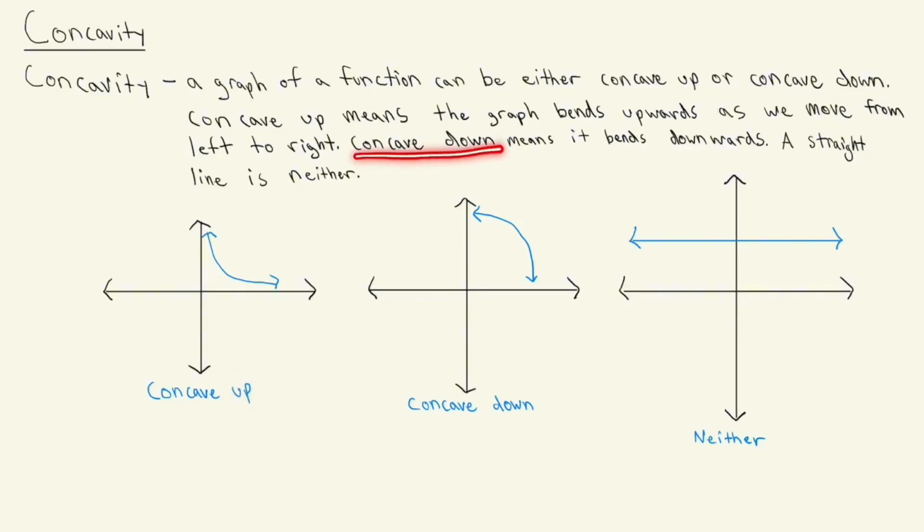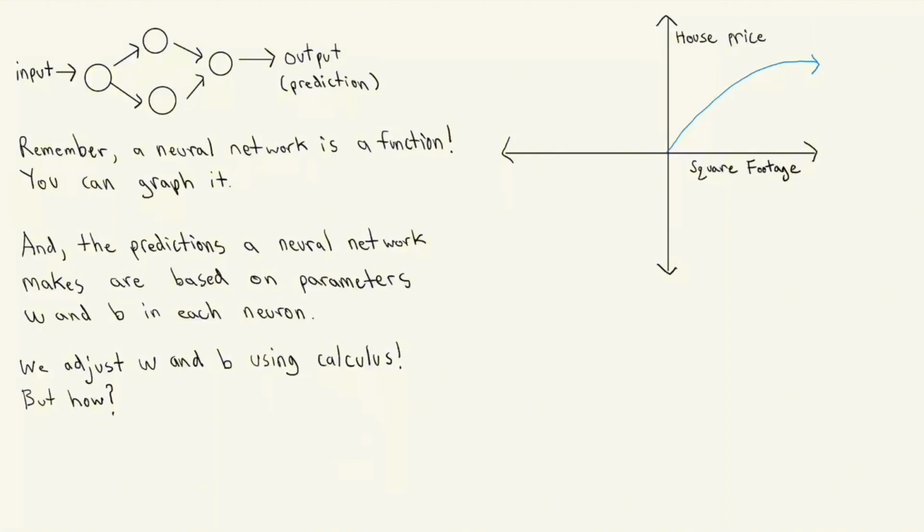Concave down is just the opposite. As you move from left to right, the graph bends downwards. So that's going to look something like this. And as we see, as we move from left to right, the graph is going to be kind of an upside down U shape. It's going to bend downwards. And then a straight line would be considered neither concave up or concave down. And a vertical line is technically not even a function, so it would also be considered neither concave up or concave down. Okay, so now we have an understanding of concavity, but how does that relate to AI?